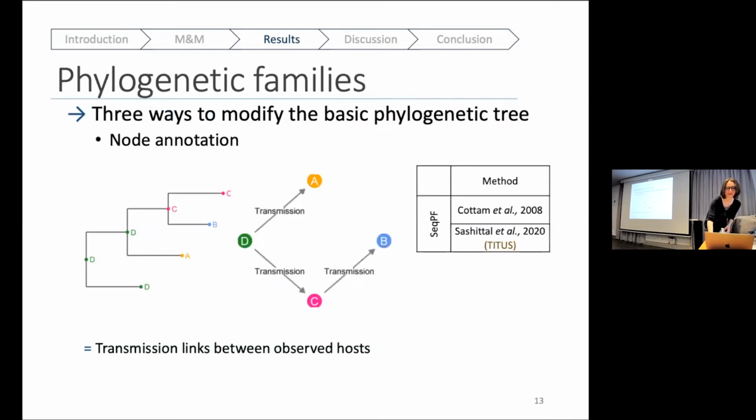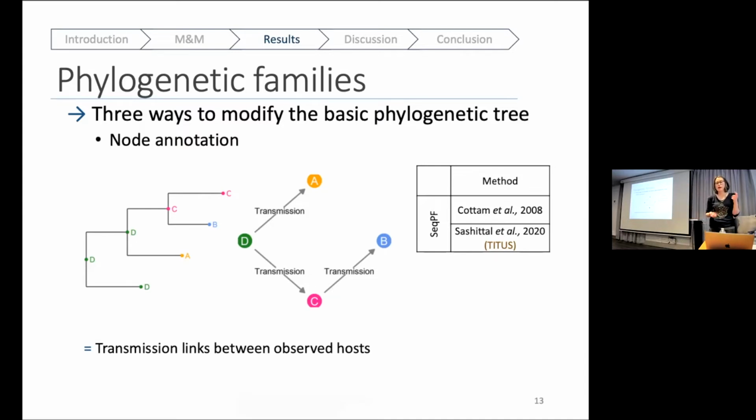Okay, now let's go a bit more into details on how to link a phylogenetic tree and a transmission tree. 3 ways to modify the basic phylogenetic tree were generally used to infer transmission tree. The first method is node annotation, meaning that the internal nodes were annotated by a sampled host, and therefore we obtain the direction of transmission, but not the transmission times, unless we assume that coalescent events and transmission times coincide.